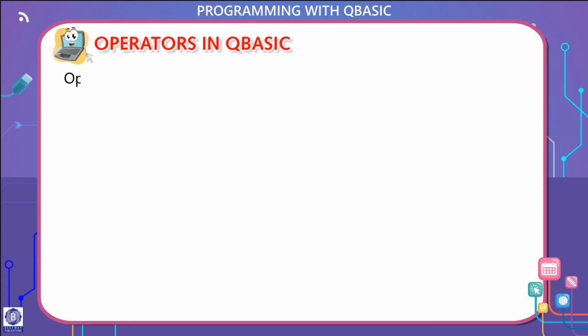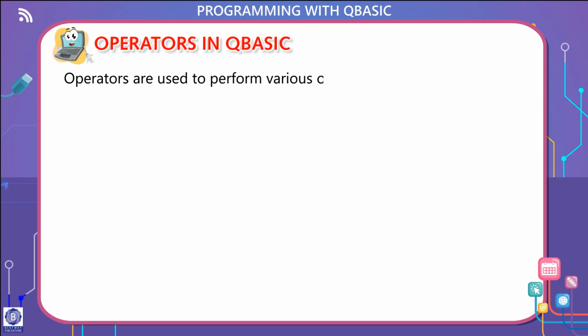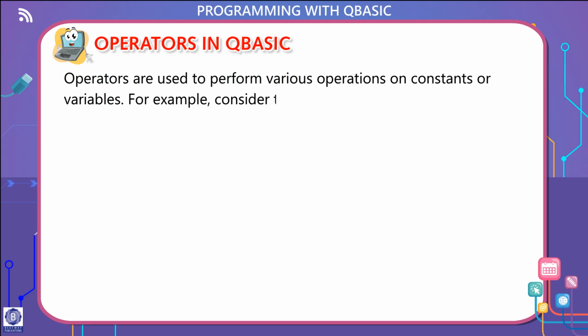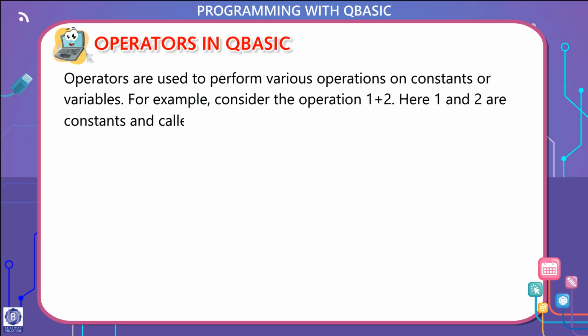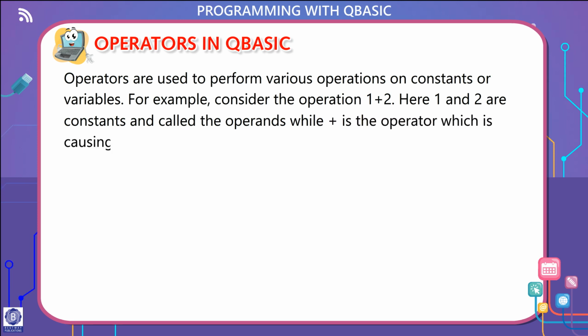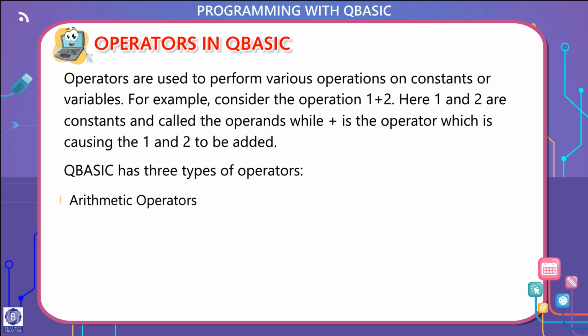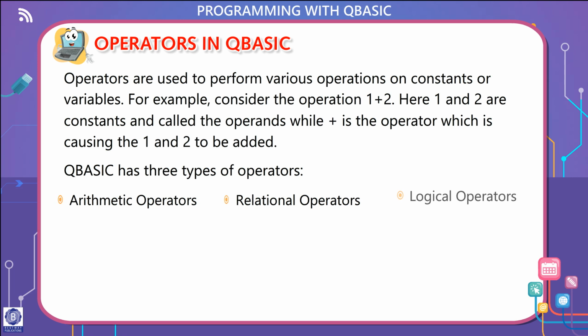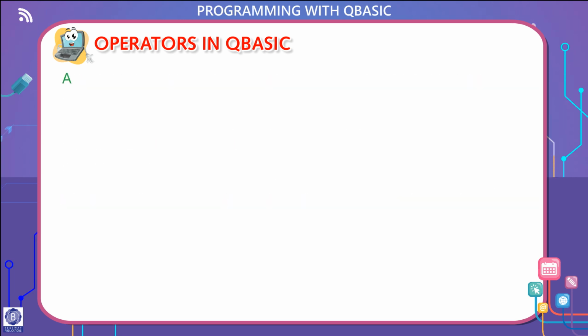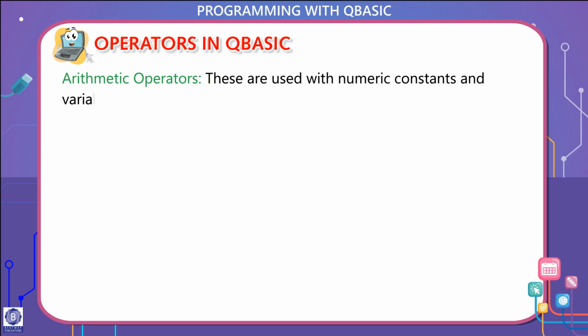Operators in QBasic. Operators are used to perform various operations on constants or variables. For example, consider the operation 1 plus 2. Here 1 and 2 are constants, called the operands, while plus is the operator, which is causing the 1 and 2 to be added. QBasic has three types of operators: arithmetic operators, relational operators, and logical operators.